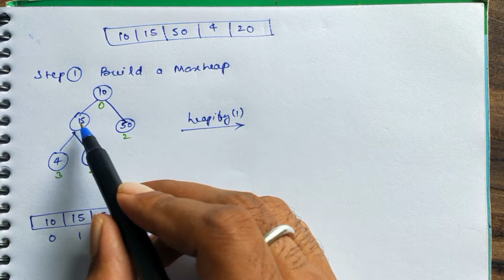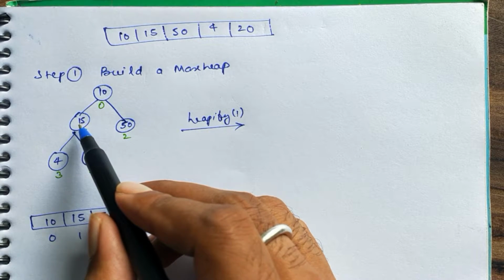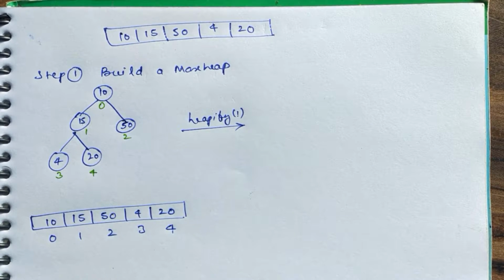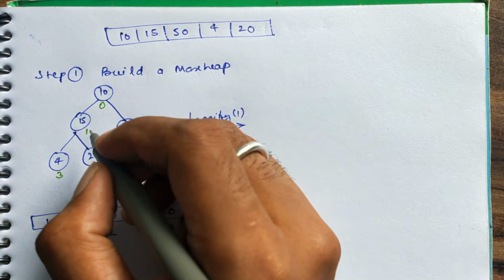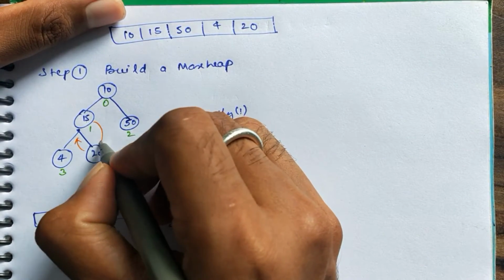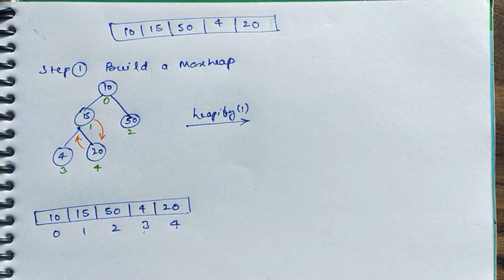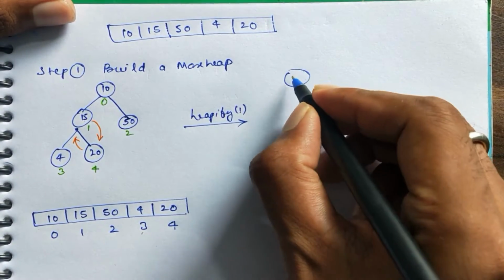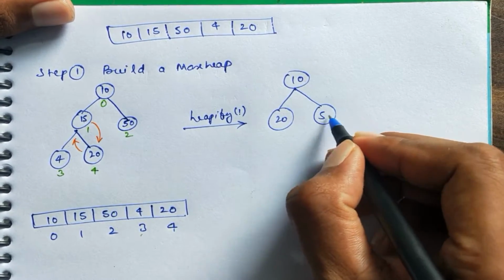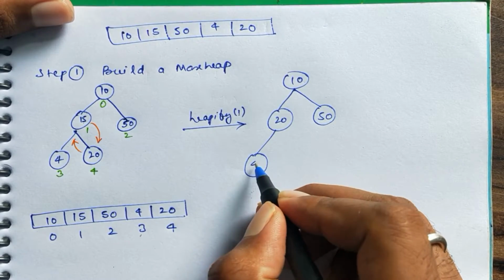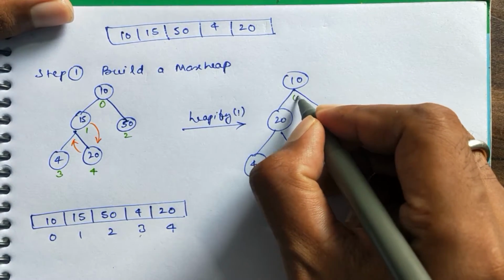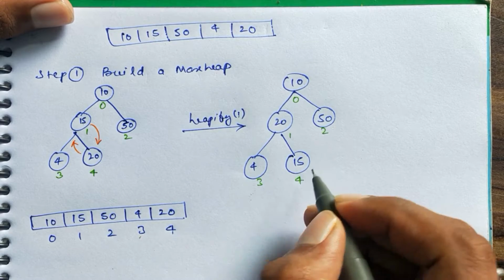We will compare the node for which we are performing heapify with its children. So here 20 is largest, so it will be swapped with its parent. So 20 will go there, 15 will come here. After performing heapify for index 1, we will get 10, 20, 50, 4, 15 will come here. Now again let's mark the indexes 0, 1, 2, 3, 4.